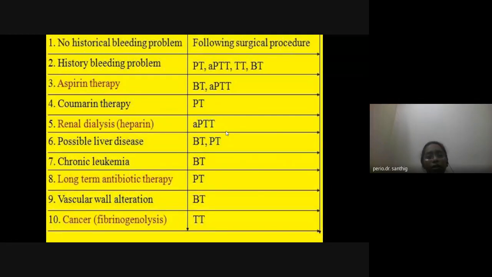So if the patient has a history of bleeding problem, then you have to prescribe PT, APTT, TT, and platelet count tests. If the patient is under aspirin therapy, you have to advise bleeding time and activated partial thromboplastin time. Warfarin therapy, which uses antiplatelet or anticoagulant drugs, then you have to prescribe PT, prothrombin time. Renal dialysis: if the patient is under renal dialysis, the patient will be under heparin drug, so then you have to prescribe APTT.